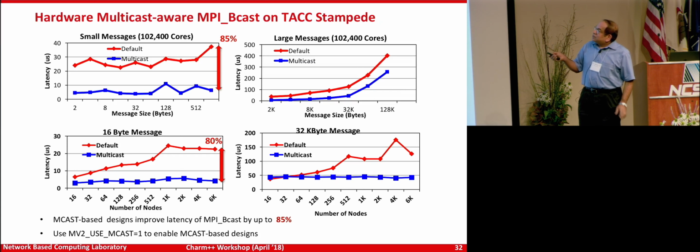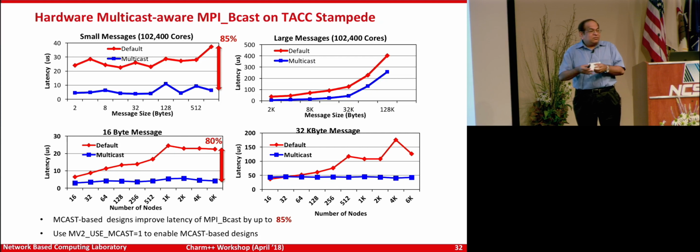For large messages, that much performance doesn't come because the hardware multicast is restricted to an MTU size. It goes over unreliable datagram. It's not RC, so that means messages may get dropped. We have to add reliability. We have to do some chunking, but still you get some benefits.